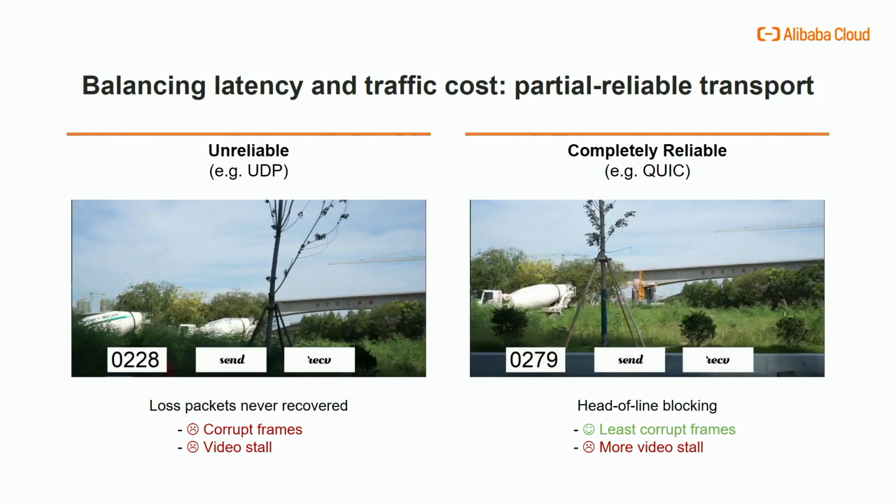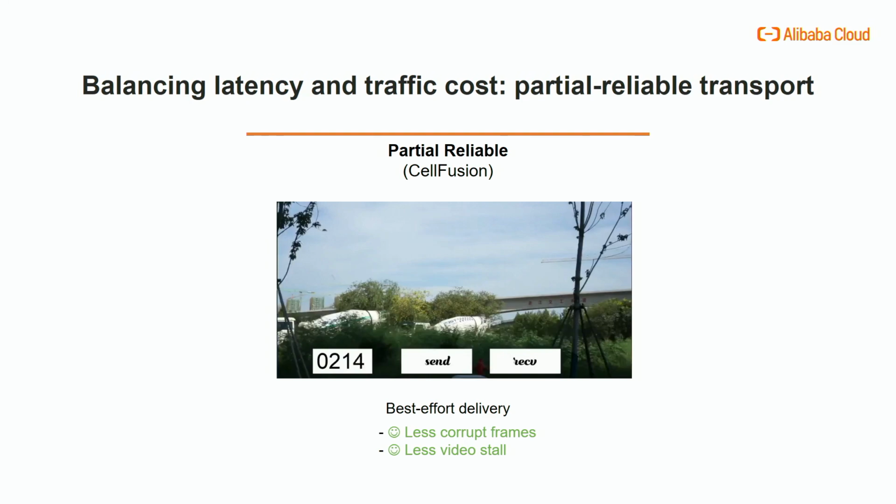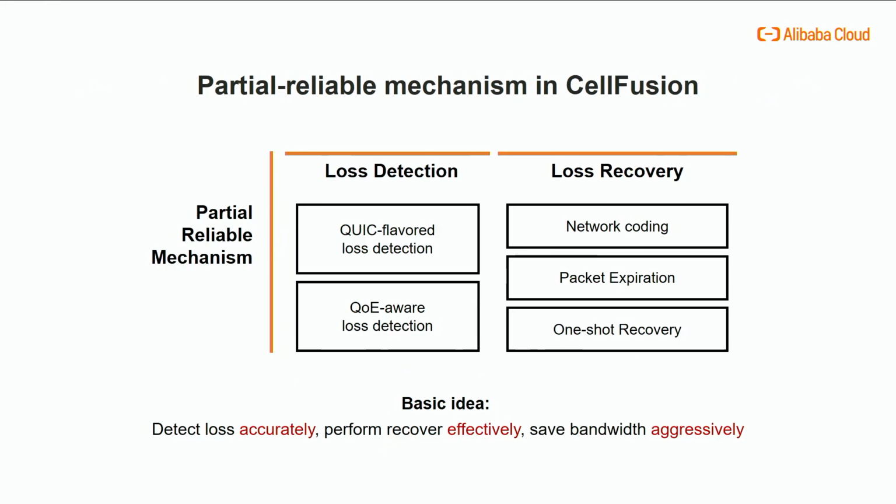However, we know that a reliable transfer protocol, such as QUIC, suffers from the problem of head-of-line blocking. So in CellFusion, we use a partial reliable transfer scheme to perform loss recovery without introducing head-of-line blocking. Our basic idea is to detect loss accurately, to perform recovery effectively, and to save bandwidth aggressively.